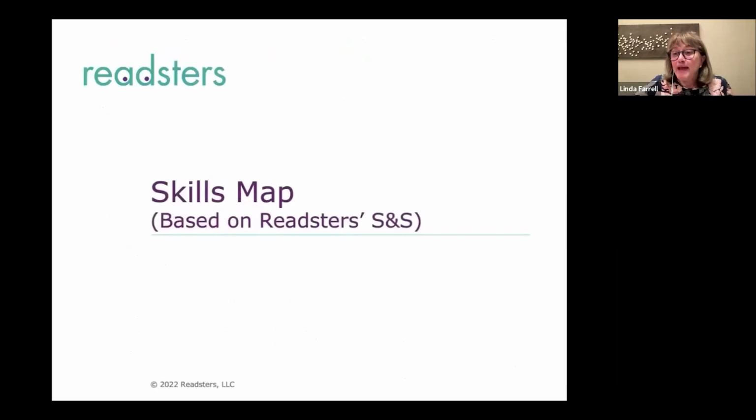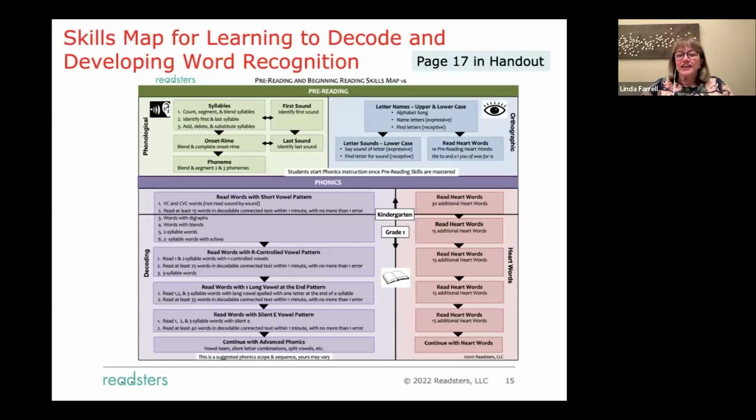So here's a skills map. This is essentially a guide. All these are in your handouts. This is a guide for you. It just shows that there are pre-reading skills. And so we want to make sure that our struggling readers have mastered all of these, which would be phonological skills and letter name skills, and letter sounds, and then a few heart words before you even begin to teach phonics to the struggling readers.